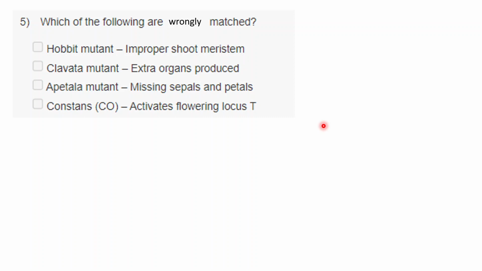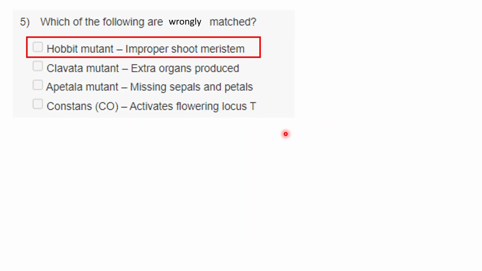Okay, let me reveal the correct answer to this question. The correct answer is option 1, Hobbit mutant, improper shoot meristem. I think, yeah, this is the correct answer to this question.